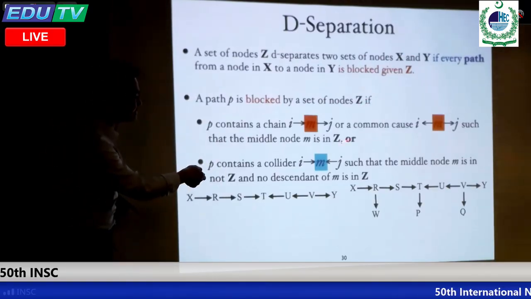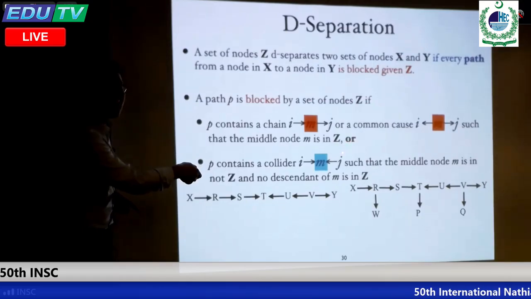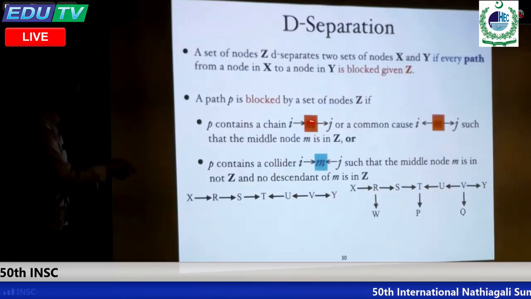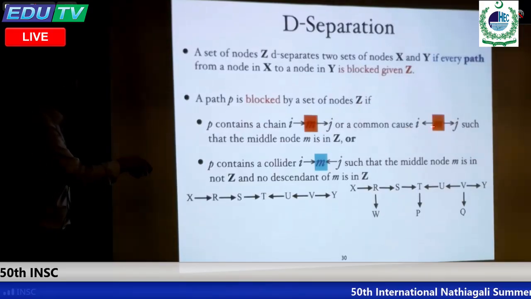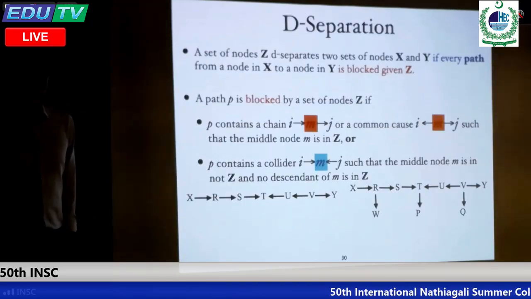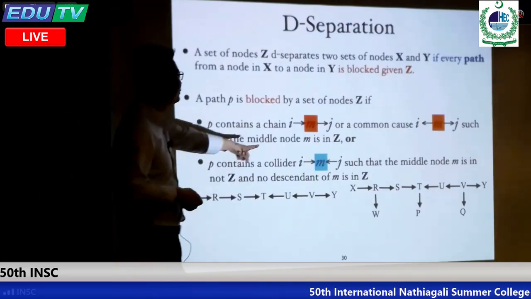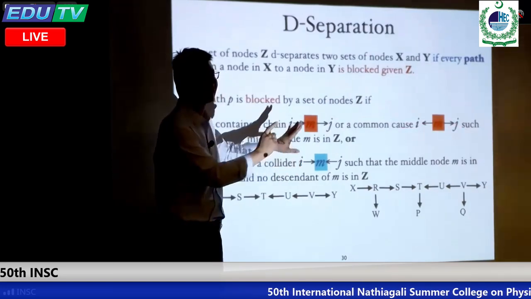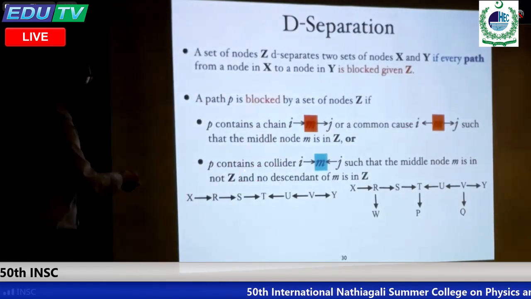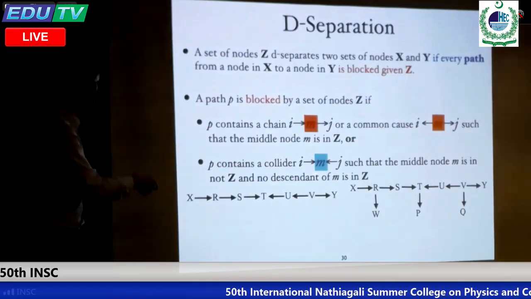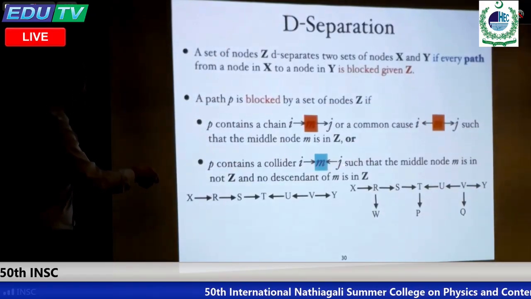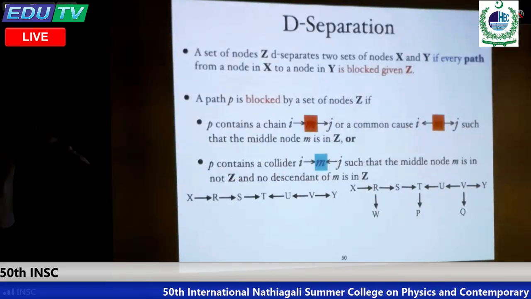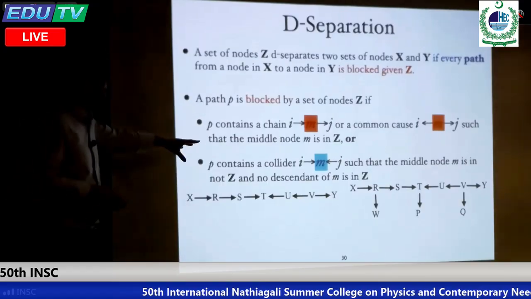Or, a relationship like that. The first condition says this path contains a chain or common cause pattern while the middle node is in Z. Because here, if you fix M, there is no information flow. Here too, if you fix M, again there is no information flow. Or the path contains a collider or common effect M, while M is not in Z and no descendant of M is in Z. I do not condition on the effect. Then the path is blocked.